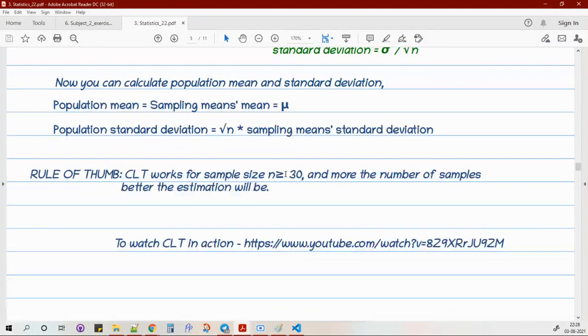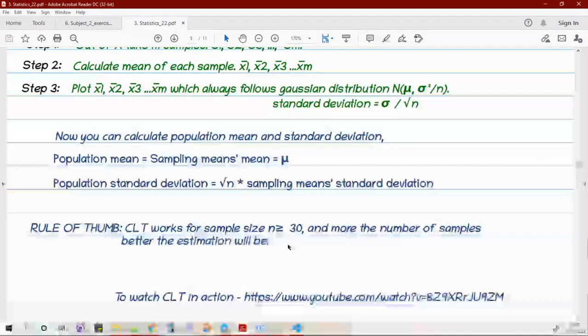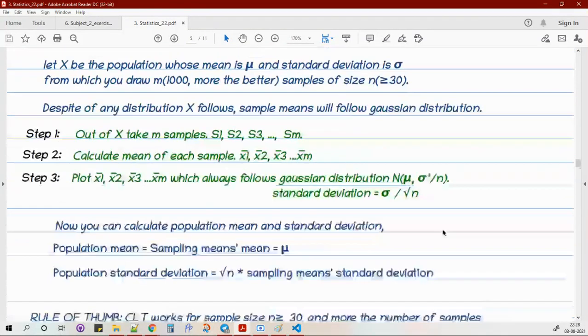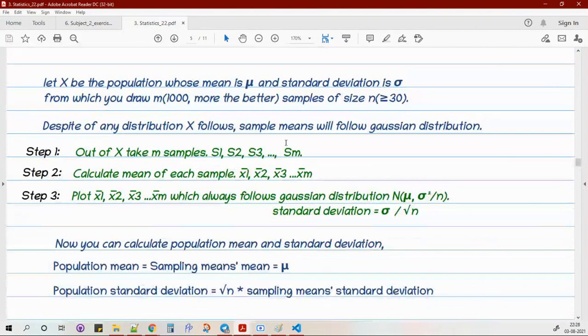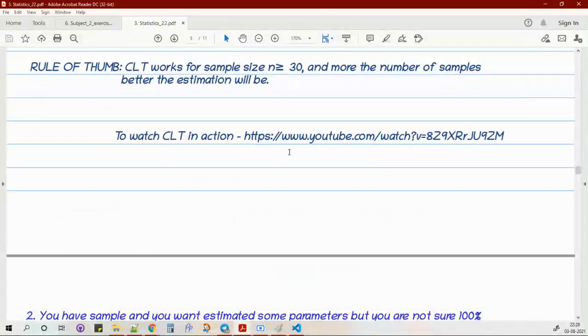Okay. And this is kind of a rule of thumb that they have observed. There may be some proof, or maybe not, I am not sure. But if n is greater than or equal to 30, CLT works beautifully. And the more samples, the better. It's always the golden rule. Correct. Yes, this is a really good video.